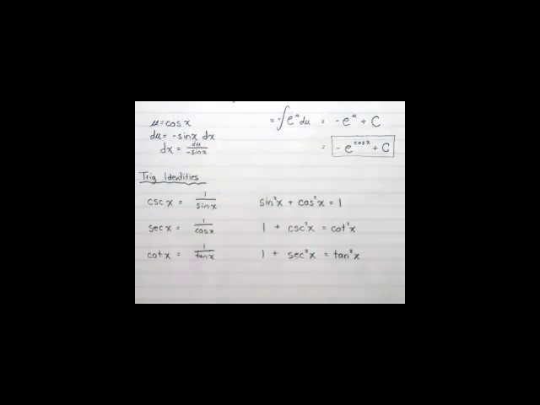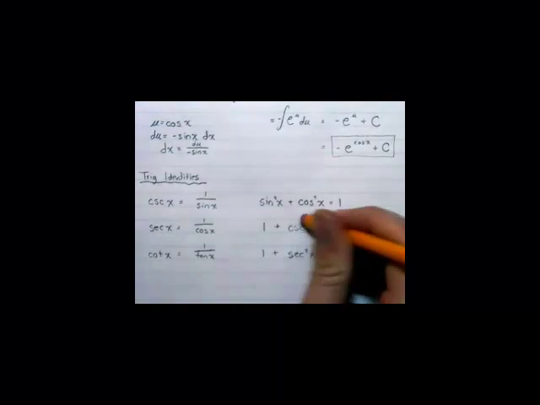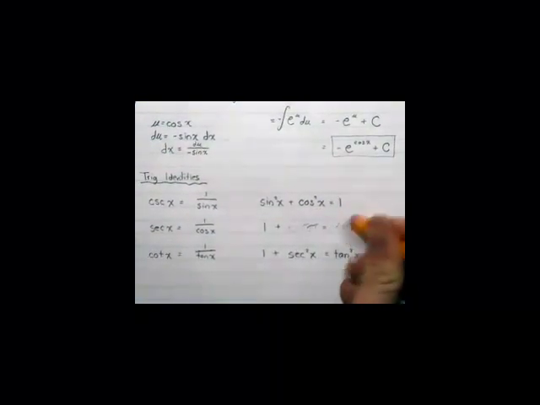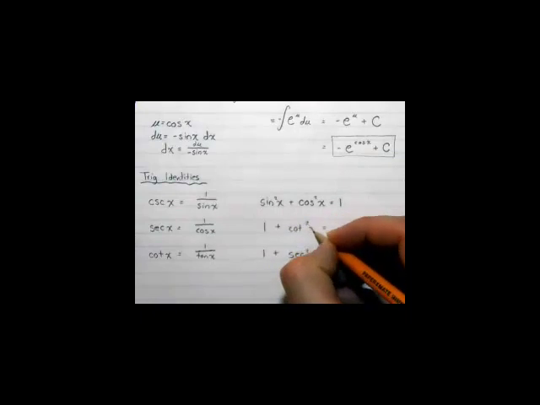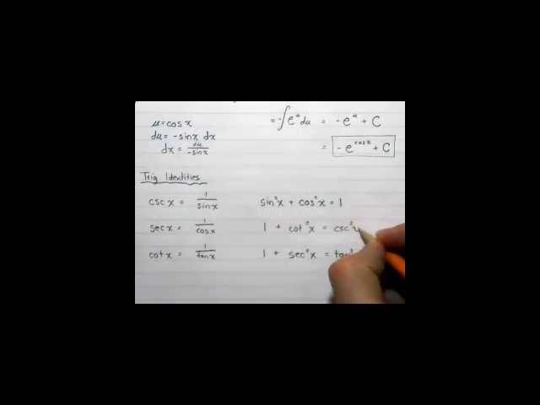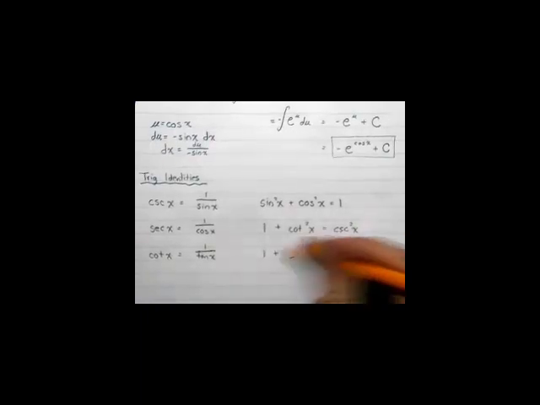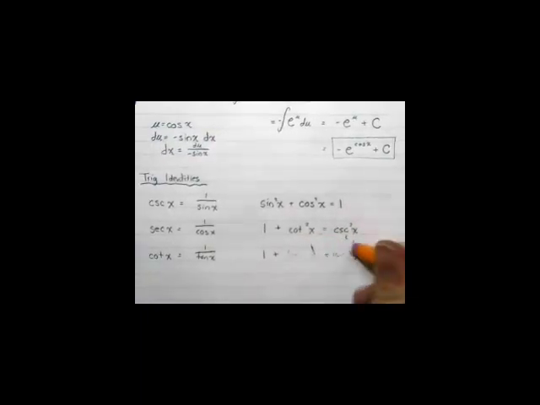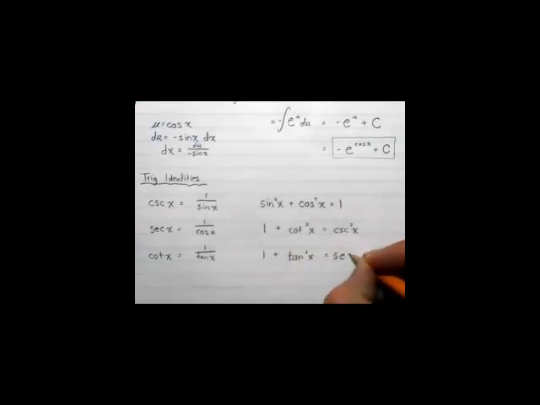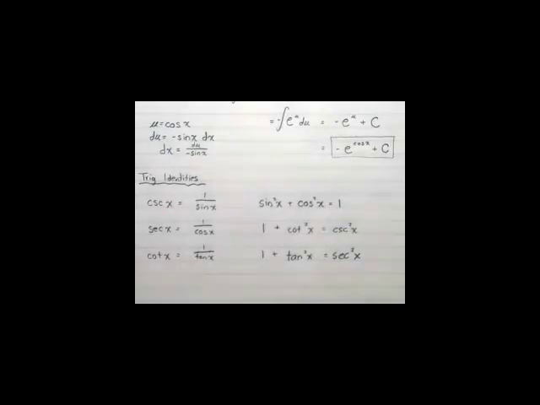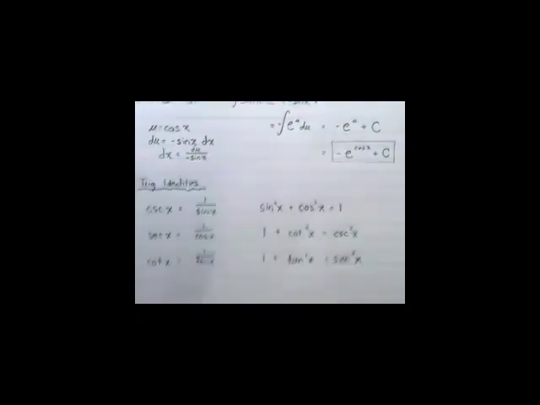Oh wait, did I screw that up? I screwed that up. Sorry. I wrote these two backwards. Should be like that. And then this one should be 1 plus tangent squared is secant squared. Sorry about that. Okay, so reciprocals and Pythagorean. Might need that to get some stuff started here as well.